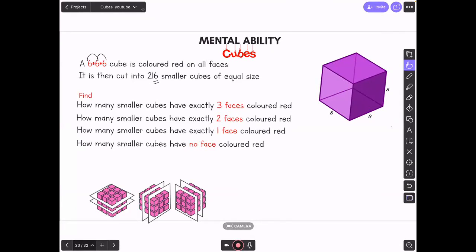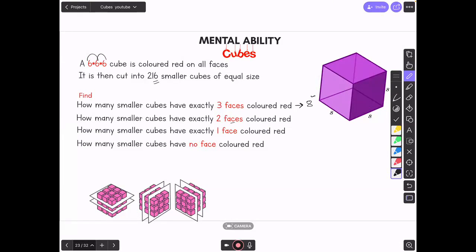Okay, let me solve it again for you. Let's solve it together now. 3 faces colored red, how many will there be? Yes, rest of the students. Where do you find 3 faces colored red? If you're not getting it, ask me please. Just use the formula. 3 faces colored red, where do you always find? On the corner. 8 such corners, so the answer is 8.